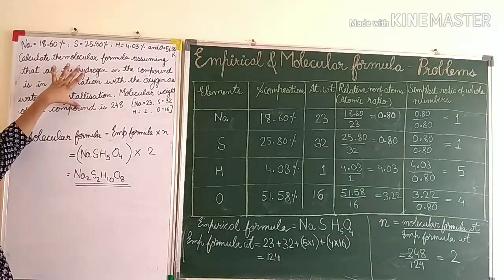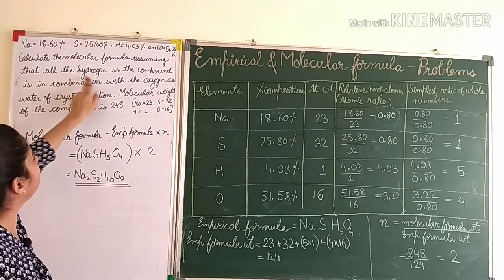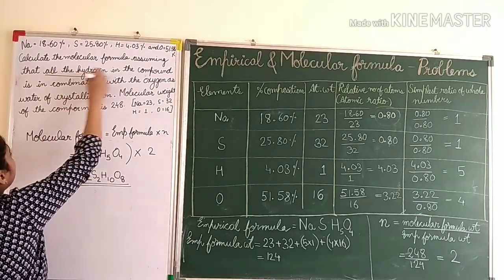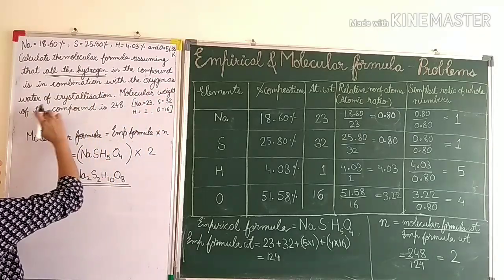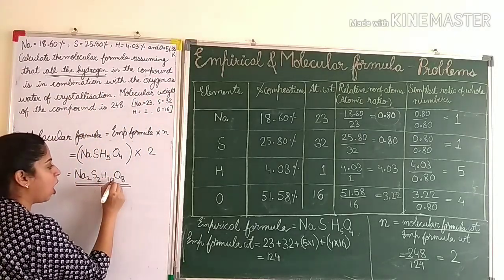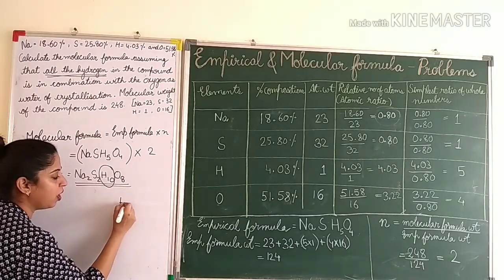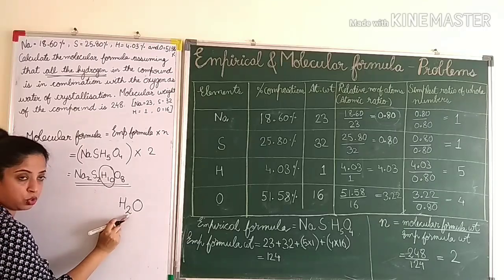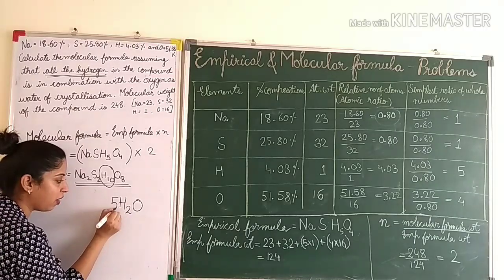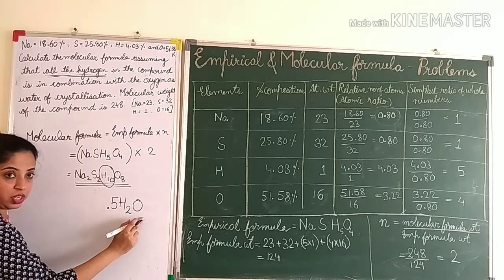Now there is something different in the question. What is it? That all the hydrogen in the compound is in combination with oxygen as the water of crystallization. So there are how many hydrogens here? There are 10 hydrogen. So if I make water molecule like this, if there are 10 hydrogens, 2 is already here. So if I write 5, now there are 10 hydrogens. So this will be the water of crystallization.